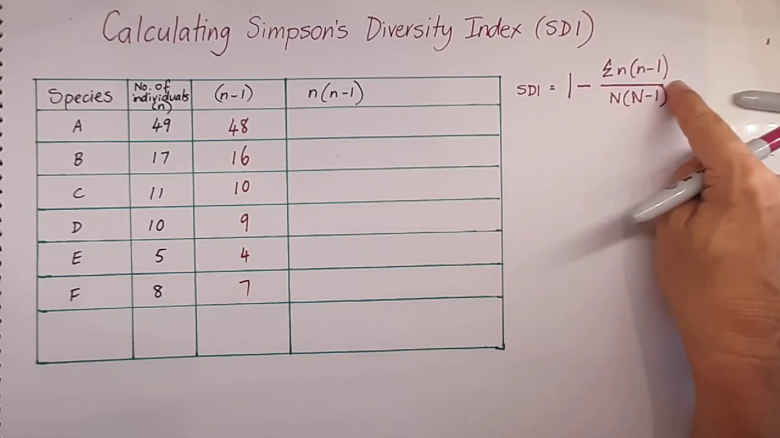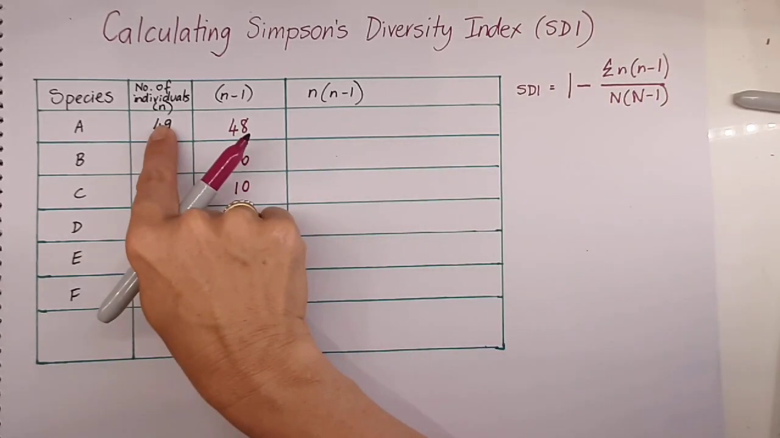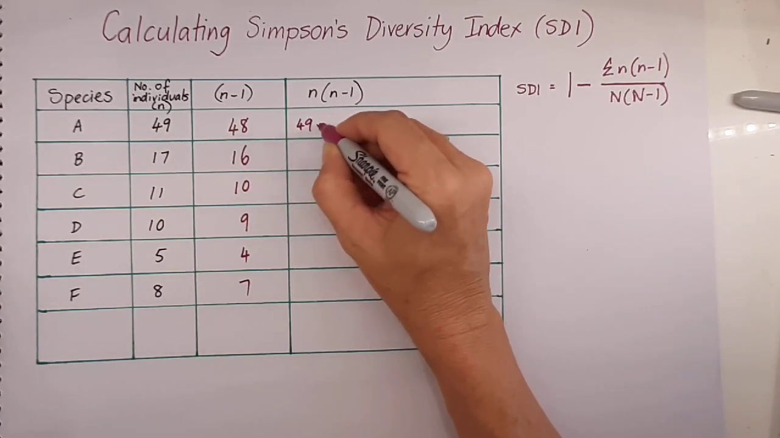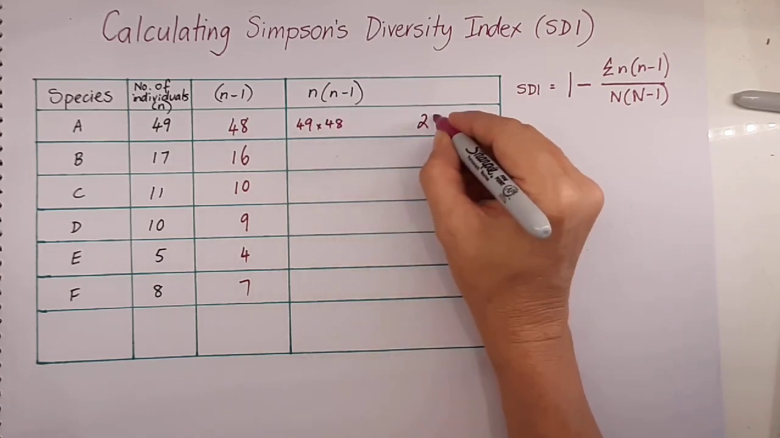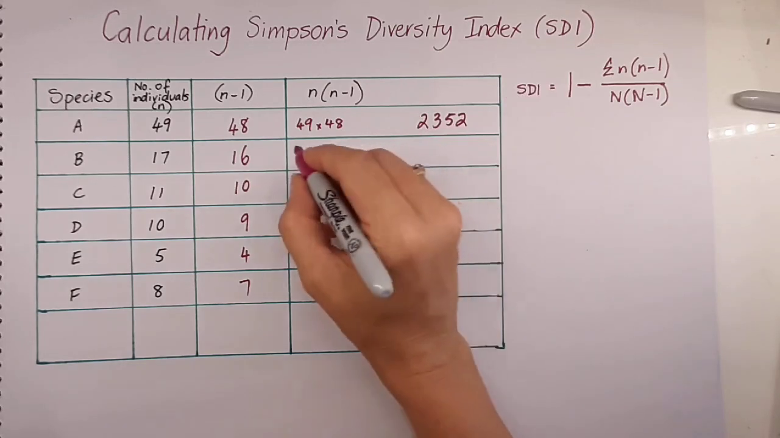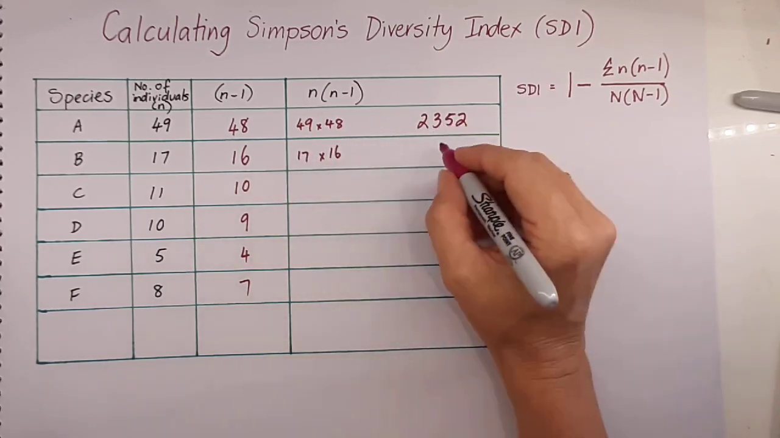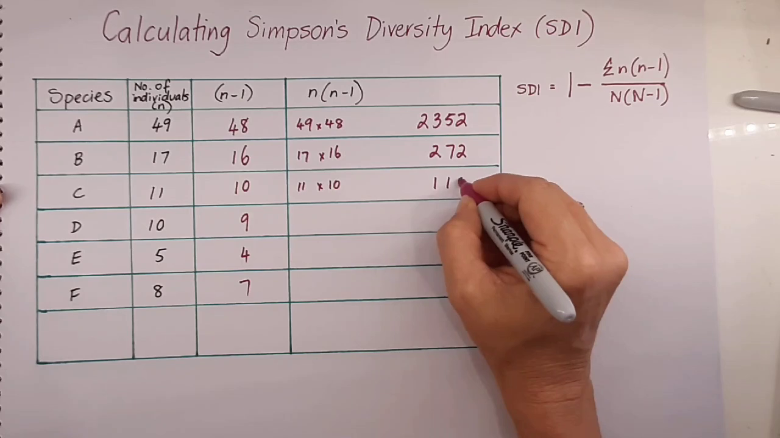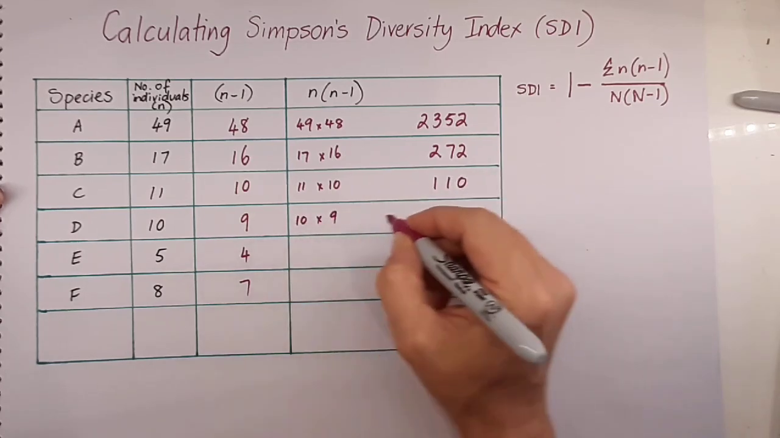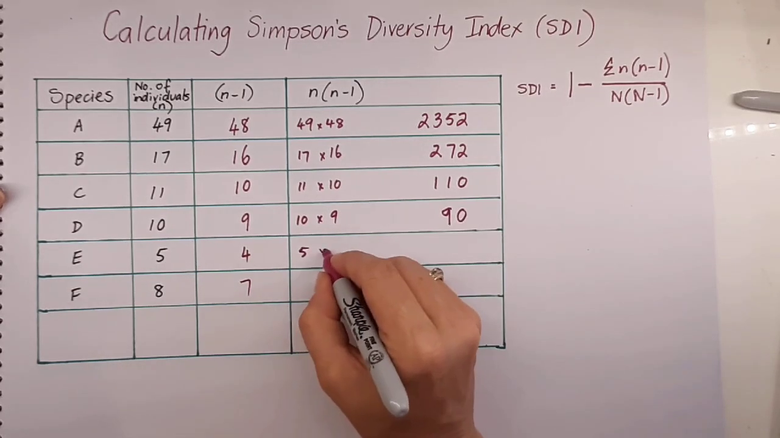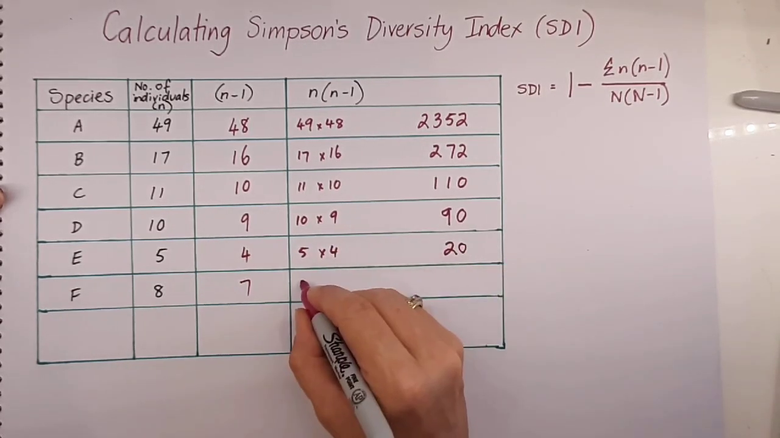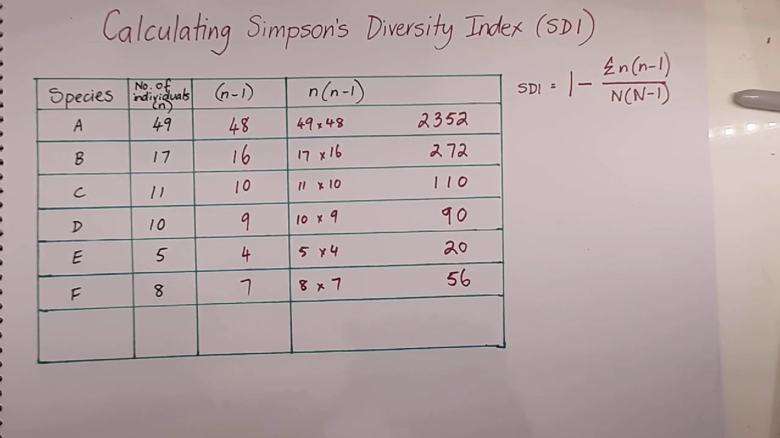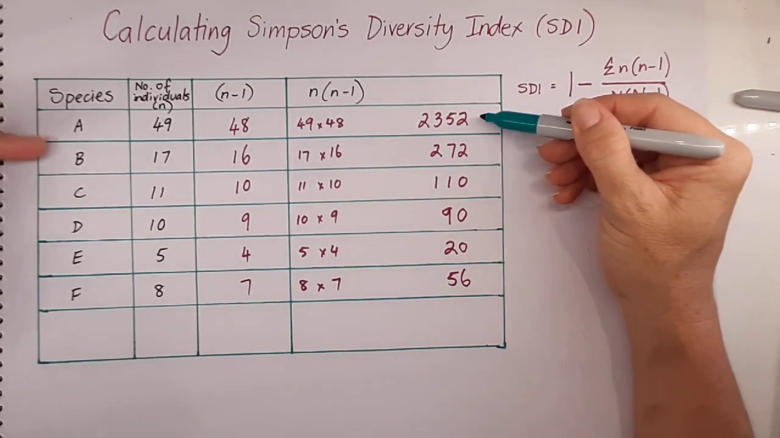So to help us work out the top line of this formula, we need to multiply n by n take 1. So in this case, we would end up with 49 multiplied by 48, and that's going to give us 2,352. 17 multiplied by 16 gives us 272. 11 by 10 gives us 110. 10 by 9 gives us 90. 5 by 4 is 20. And 8 multiplied by 7 is 56. So we have all of the n multiplied by n take 1 for each species.